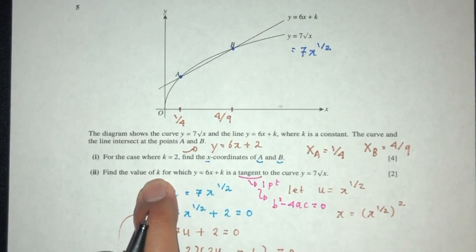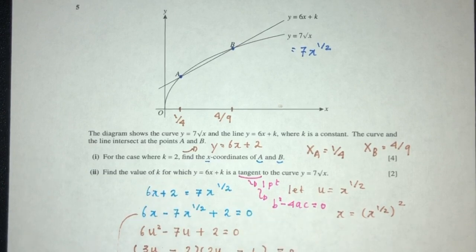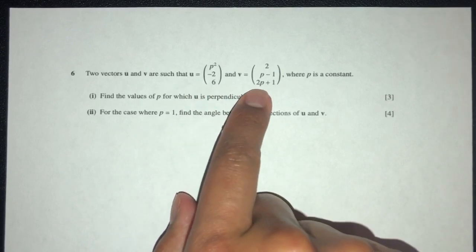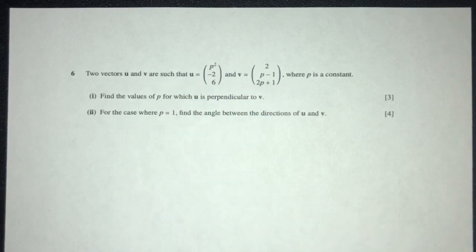And that will be your question, part 2, into finding the value of k, only one value, when we have b squared minus 4ac equal to 0. So here we have two vectors u and v, such that u is defined by this and v is given to you by this. So we have two vectors given to you.